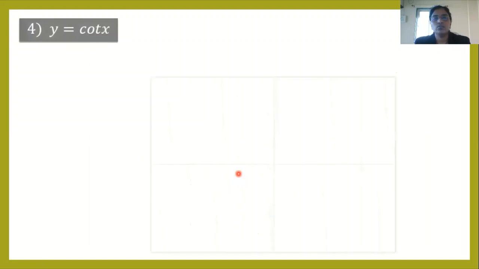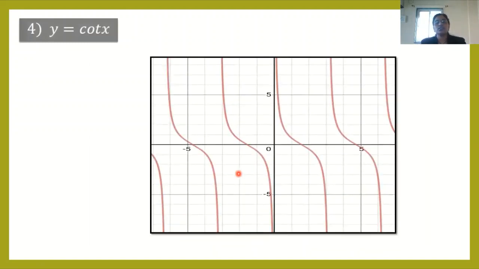Now y is equal to cot x. Cot x is the reciprocal of tan x. This one is the graph for cot x.